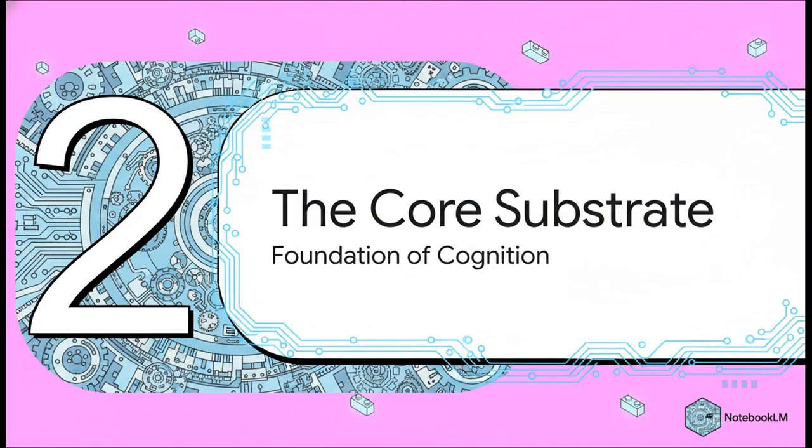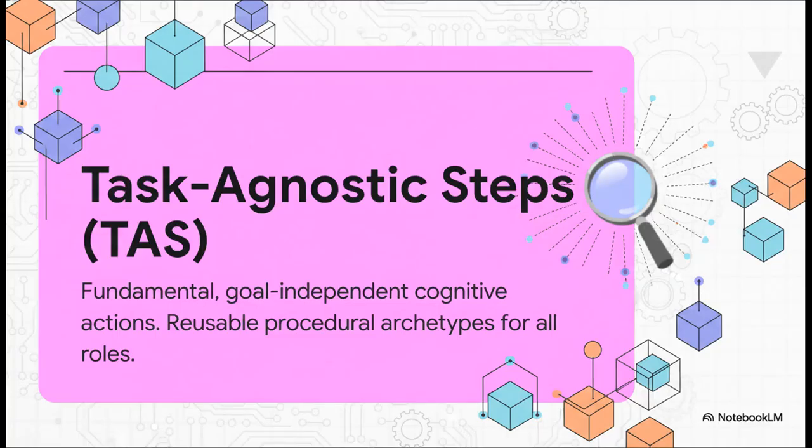Now we're zooming in, moving from that big picture architecture to the foundational layer of the entire system, what the source calls the core substrate. And here it is. This is the central idea. TAS, which stands for Task-Agnostic Steps. The best way to think of these is as universal, goal-independent cognitive Legos. Seriously, they're not designed for one specific task. They're reusable, procedural archetypes. They're the fundamental actions that any part of the system can use to think and act. And this simple idea has some pretty revolutionary implications for building AI that can actually adapt.